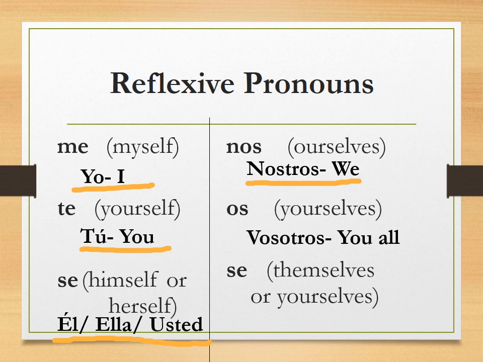If it says nosotros, you're going to use nos. Vosotros, you'll use os. And then se would correspond with ellos, ellas, and ustedes, or multiple people. You use the se. So just stick with me right now. It's kind of not making sense. Just stick it out. I promise it'll make sense here in a second.